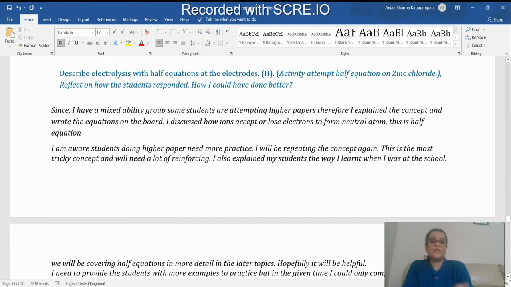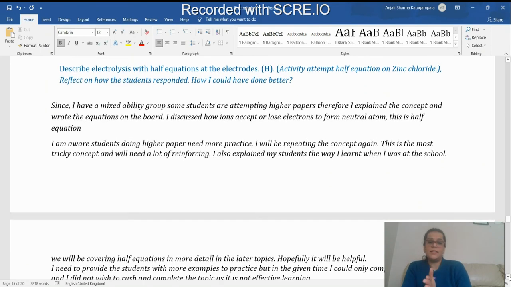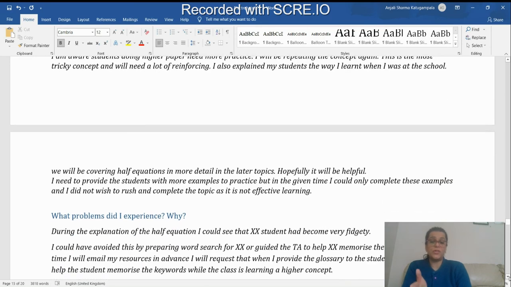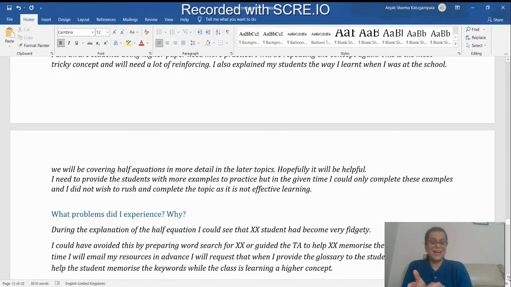So in your reflection, you have to write in detail and connect it with each teaching standard. So, describe electrolysis with half equation. I write my reflection. I also show that I had to go very fast on this activity, and I'm quite aware my students have not yet fully grasped this concept of writing half equations using electrons, because they are not grounded till now in, for example, their understanding of how ions are formed. So you can put that in your lesson reflection, that it needs more reinforcing.